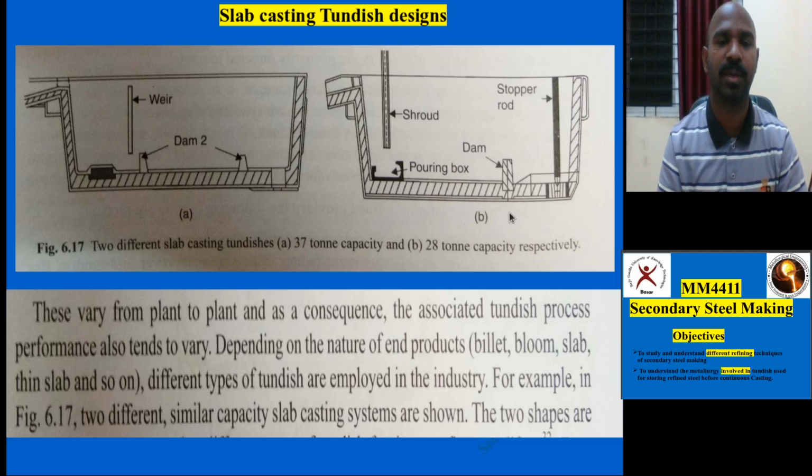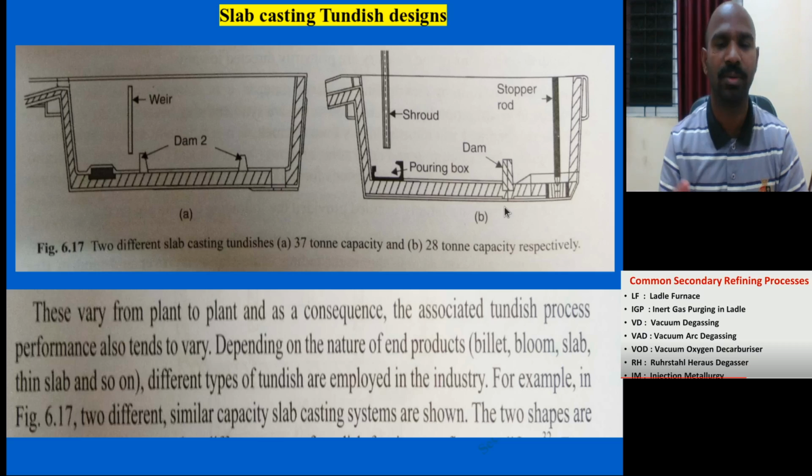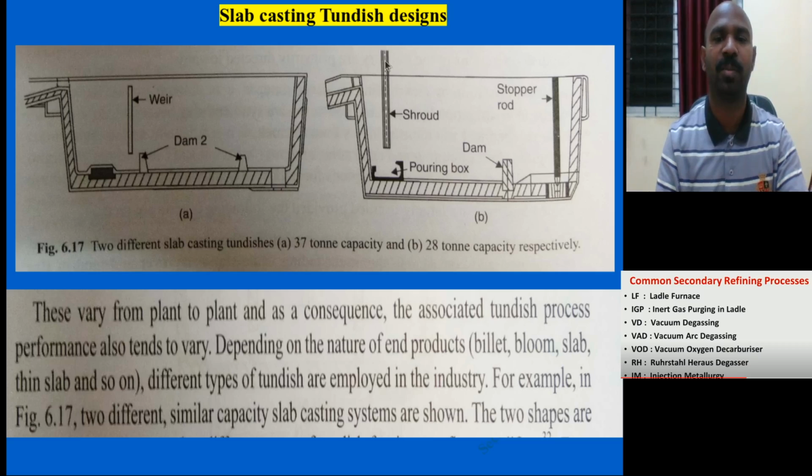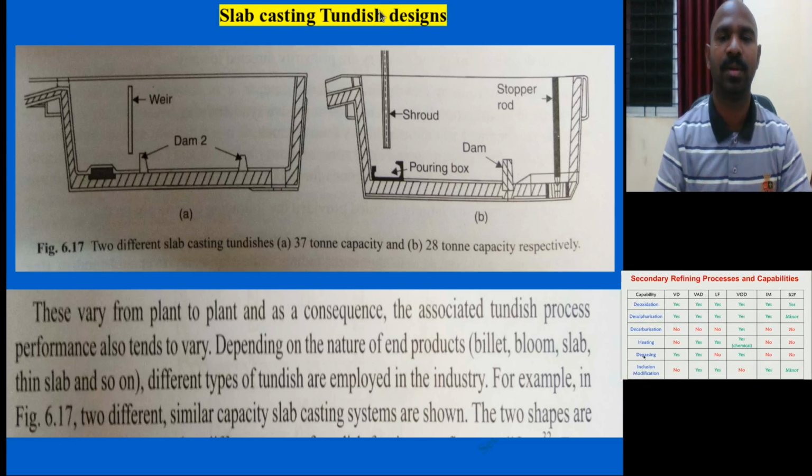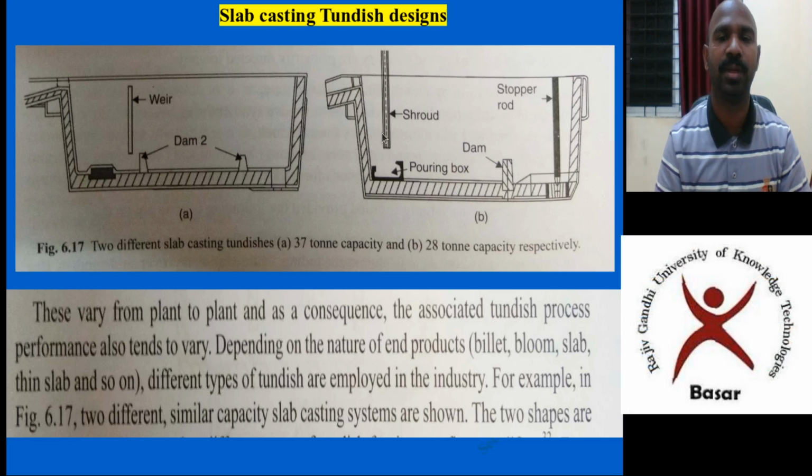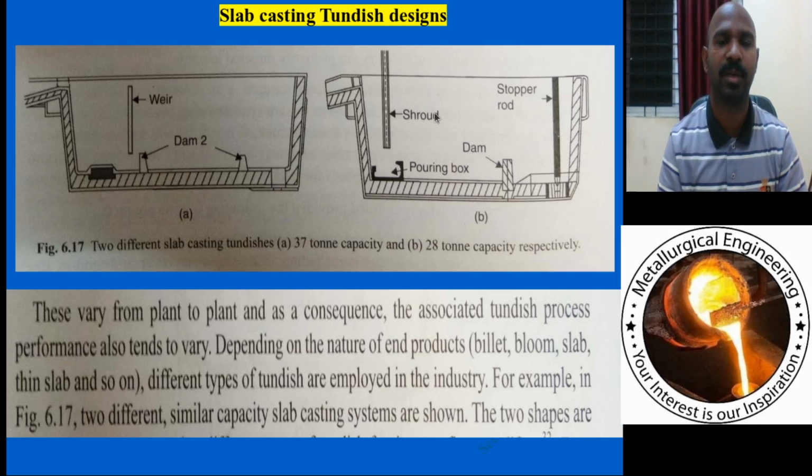In another tundish vessel design, you will be using this particular shroud. Above this shroud there will be a ladle. From the ladle the liquid steel is allowed to pour through the shroud into the refractory lined vessel, using a pouring box which is a ceramic box, and after filling the box it will fill the entire vessel, and you can use one dam only.